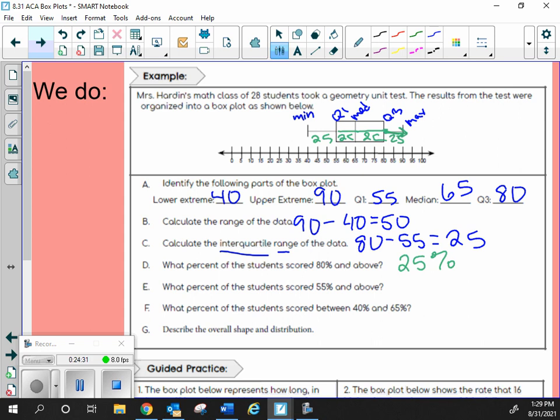Okay, letter E. What percent of the students scored 55 and above? Let's find 55 and above. That's this way. What do y'all say? 75, because starting here, this is 25, 50, 75. Each part is 25, so it's a total of 75%. It might take your brain a little bit of adjustment.